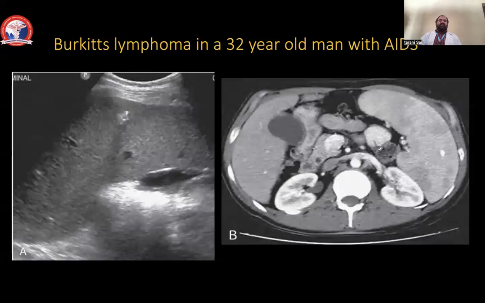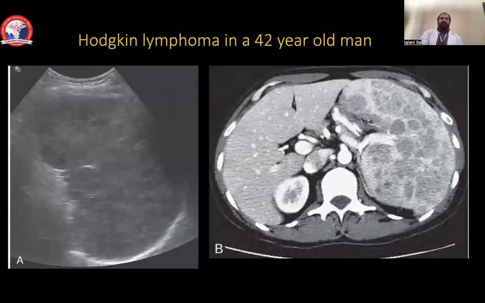This is a longitudinal ultrasound image of the spleen showing splenomegaly. On the CT image taken in the portovenous phase, there are multiple non-enhancing areas noted within the enlarged spleen. This is a Burkitt's lymphoma. And this is a counterpart image. The spleen is markedly enlarged with multiple non-enhancing areas within.